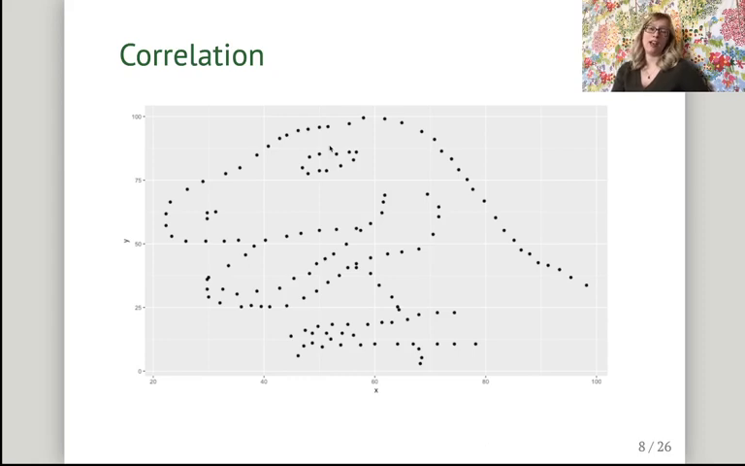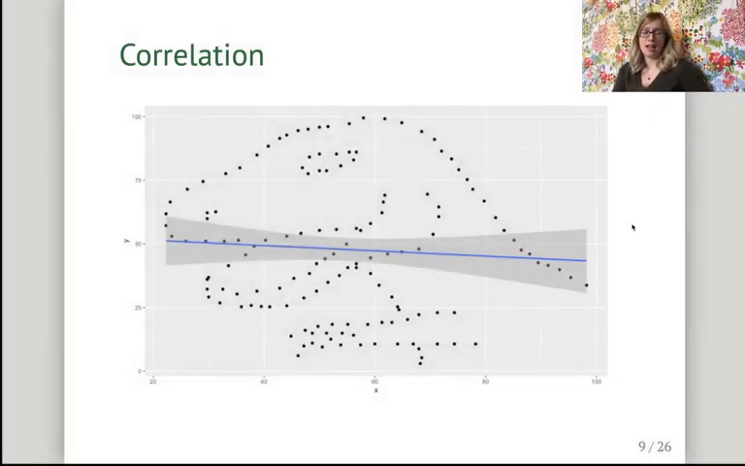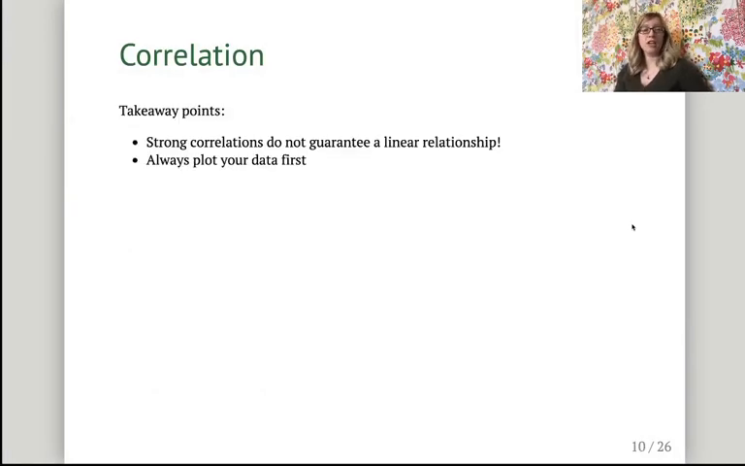Certainly not a pattern that would occur in real life, but a pattern nonetheless. If we add a linear trend to it, it's a big, flat, fat line. There's not really much going on. So some takeaway points from correlation before we look at some examples of how to work with this.